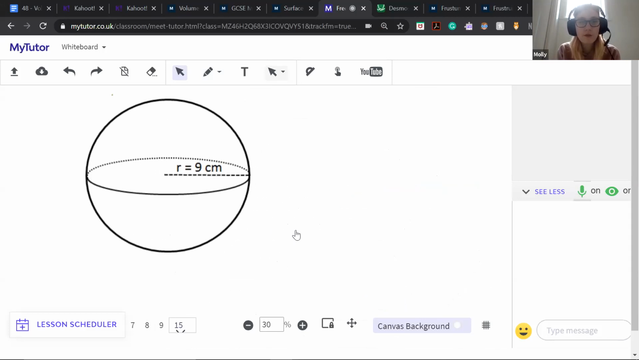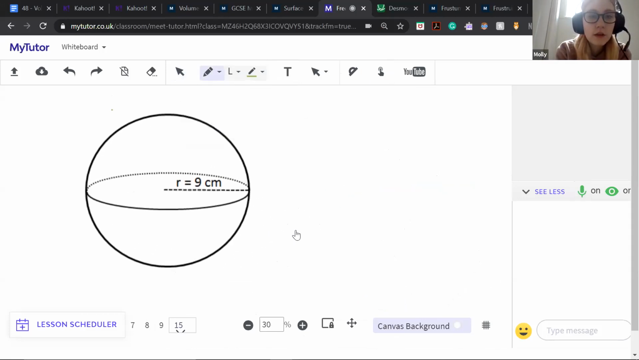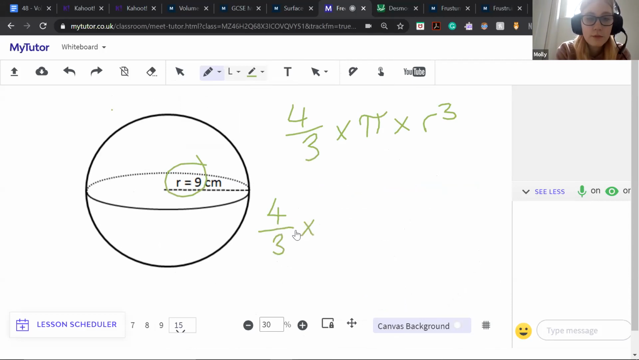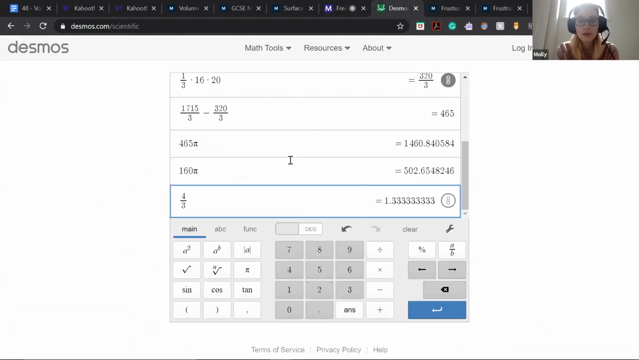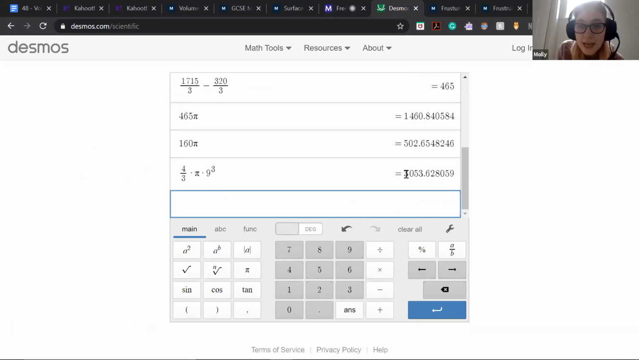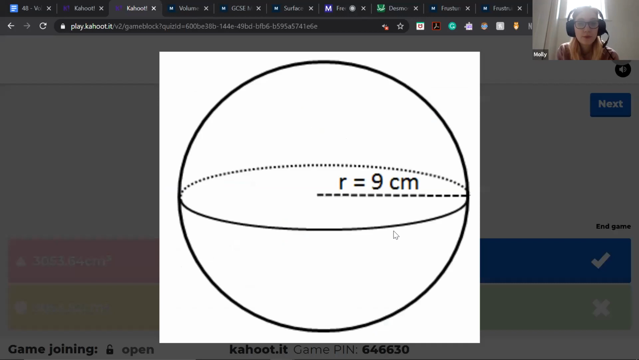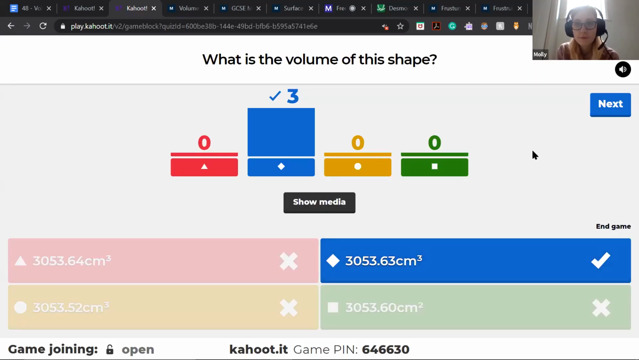So we just need to remember the formula for the volume of this is 4/3 of pi r cubed. So r is 9 centimeters. It even tells us that r is 9 here. So we do 4/3, multiply it by pi, multiply it by 9 cubed. So I'm just going to write it into my calculator exactly like this. 4/3 times pi times 9 cubed. And then we can see here when we round it, 3053.63. So that's what it was on here, which you all got, which is fantastic.